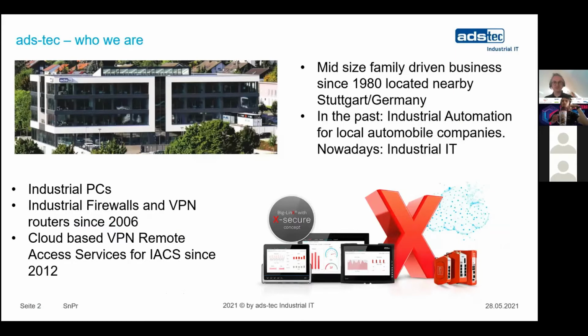It's a German company. We're a mid-sized, family-driven business nearby Stuttgart in Germany. We exist since 1980. In the past, we did a lot of industrial automation for local automotive companies, whereas nowadays we do more industrial IT equipment. So what is industrial IT? It means we do industrial PCs, like you see them on the screen there, industrial firewalls and routers for VPN. We do this business since 2006, so we're nearly more than 15 years now.